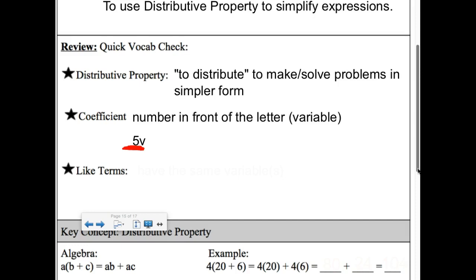Okay. Like terms, I know we've probably talked about this already. Like terms are letters or variables that have the same variables. So A's go with A's, B's go with B's. A's and B's, they're different letters. They don't go together. Okay. So we're going to be seeing these three words throughout this lesson and also throughout the school year.